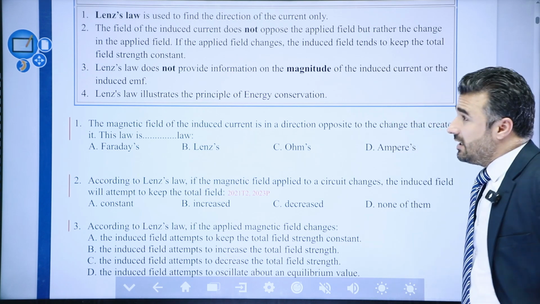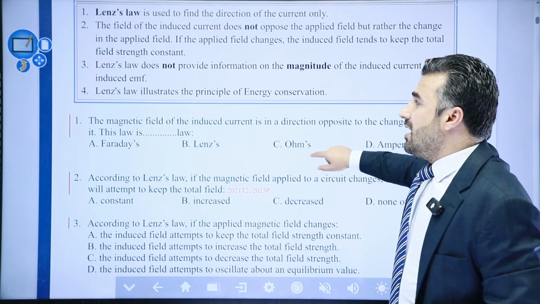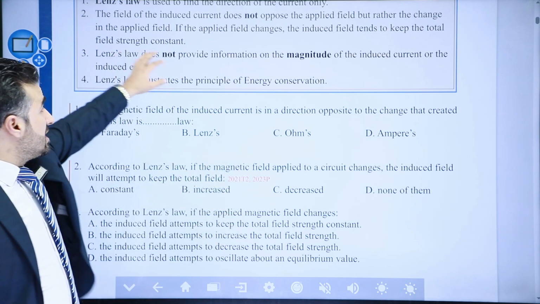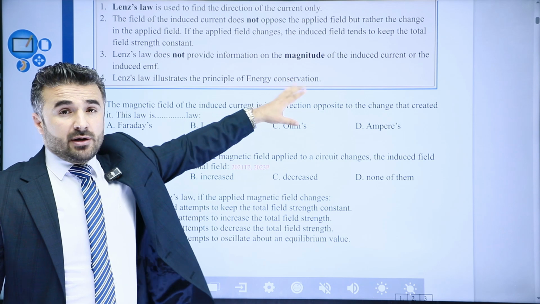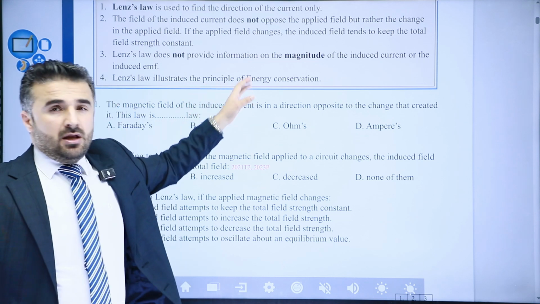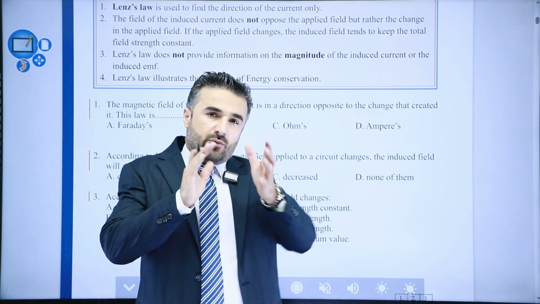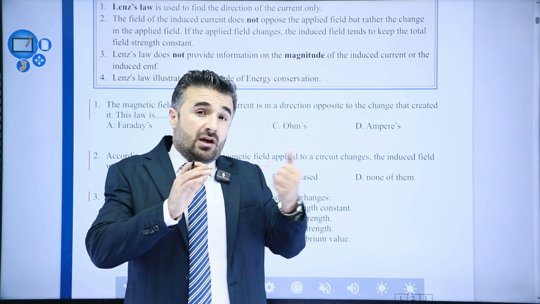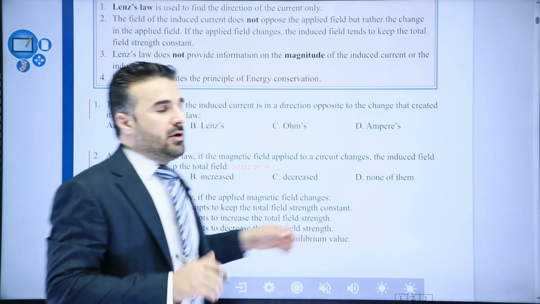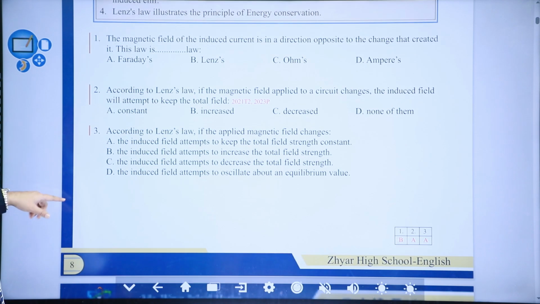That is very important because Lenz's law does not provide information about the magnitude of the current, just the direction. The last two points are very important here. Based on this, Lenz's law illustrates the principle of energy conservation, yeah? Once the magnet is approaching, we try to stop it so that we keep the total the same. Once it is moving away, we try to prevent it from moving away so that we keep the total the same. This is why it is called the principle of energy conservation, and how Lenz's law illustrates that.